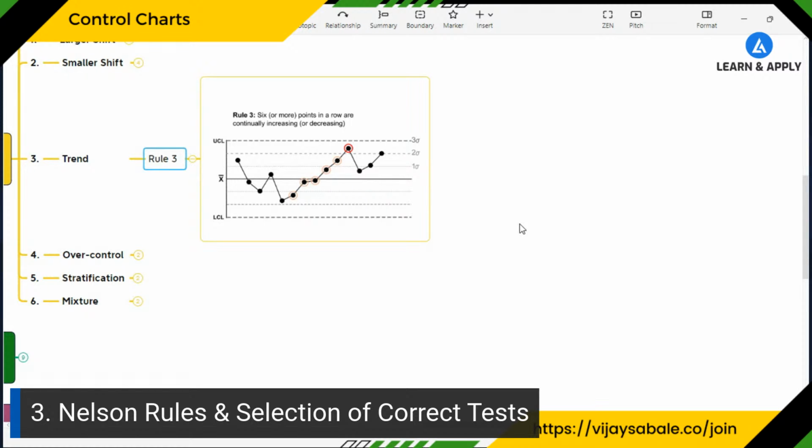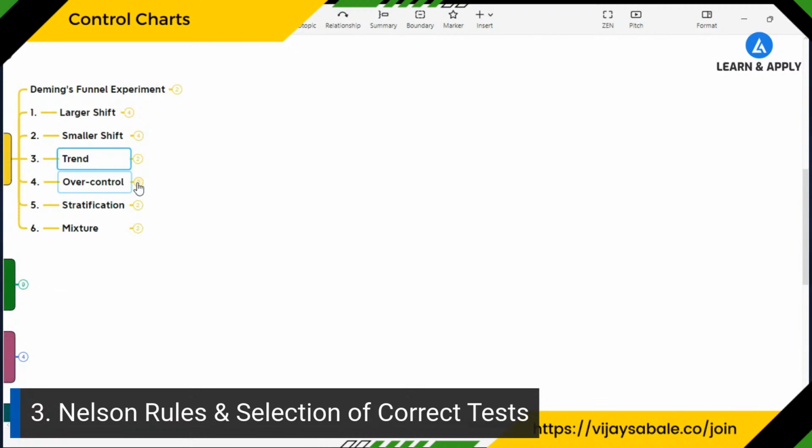Now, in this case, we can set a limit, because in some processes it is the nature of the process. So we can have a higher limit such that as soon as we reach there, we should change the tool, or we should change the screen pack, or anything that is related to the extrusion process or any other process that is showing this kind of behavior. Now the fourth category is over control.